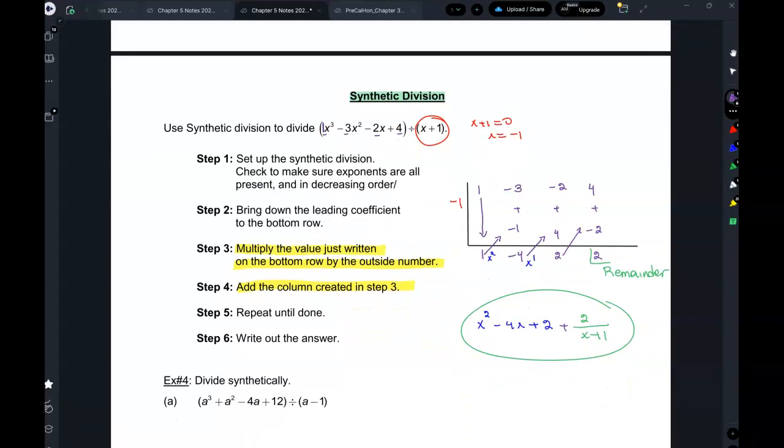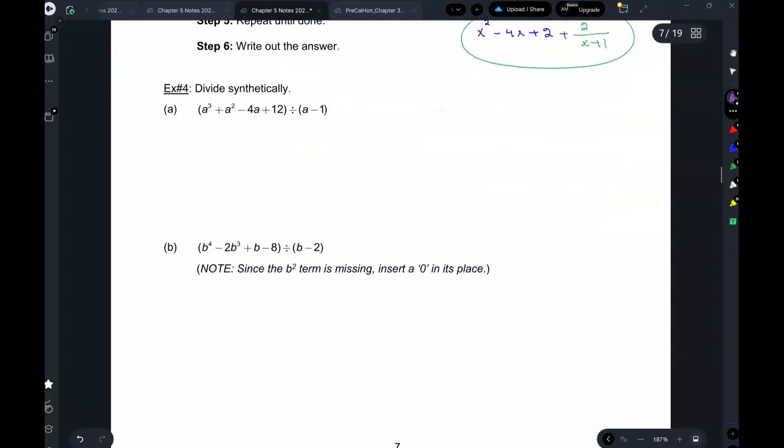I call synthetic division the tofurkey of division. You guys know what tofurkey is? It's fake turkey. I mean, it works, but it's not the real thing, right? That's what synthetic division is. Okay, I guess now I should call it like impossible division, like impossible burger, right? I don't know. I'll have to think about that.